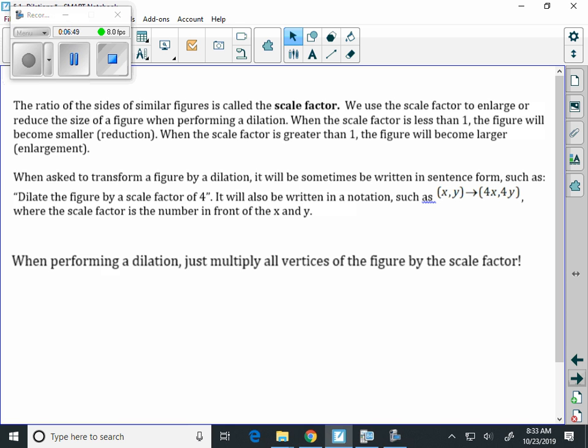When asked to transform a figure by dilation, it's sometimes going to be written in sentence form, like dilate the figure by a scale factor of 4. It also can be written in the mapping notation form, which is xy maps to, that's what the arrow means, 4x, so that's the scale factor of 4 for x, and 4y, scale factor of 4 for y in this case, where the scale factor is the number in front of the x and the y. In other words, when performing a dilation, just multiply all of the vertices by the scale factor.